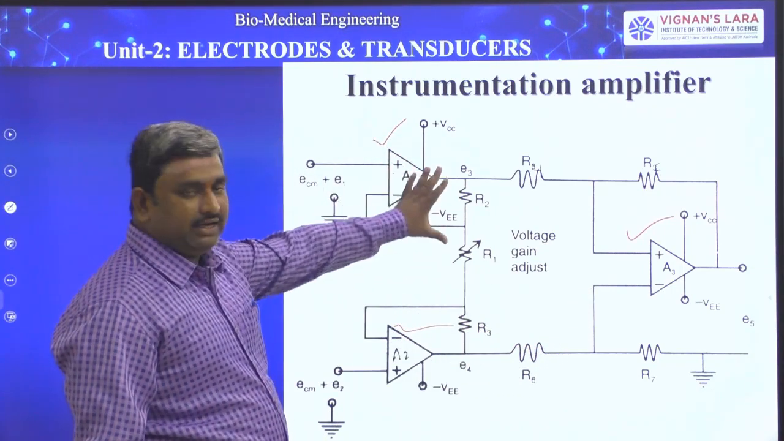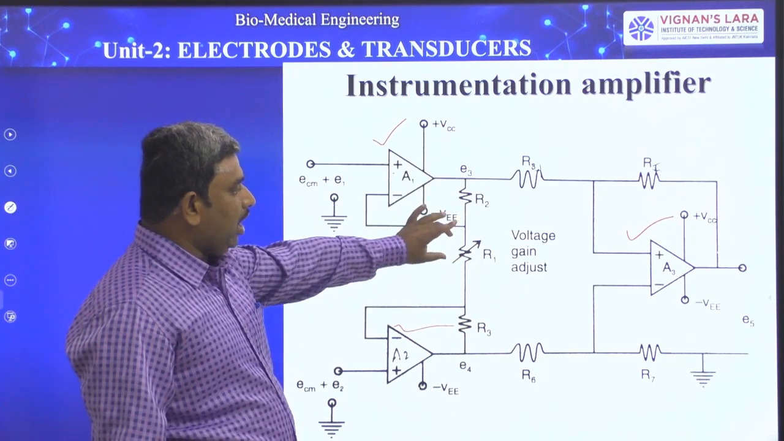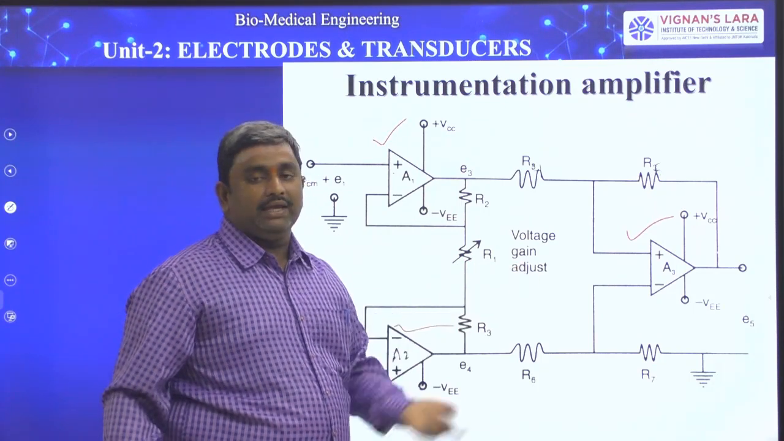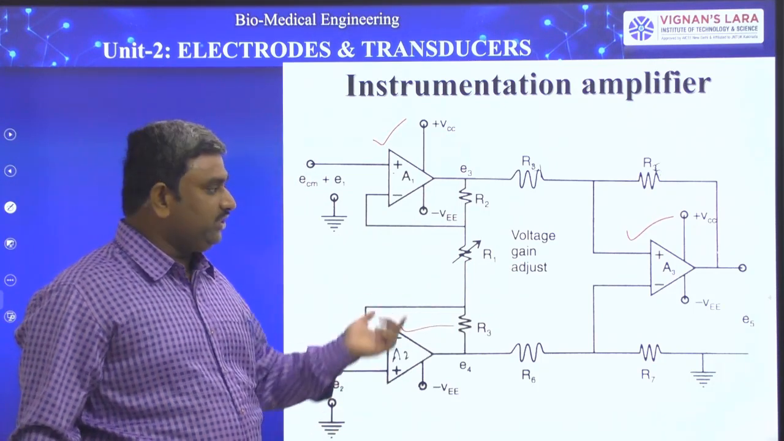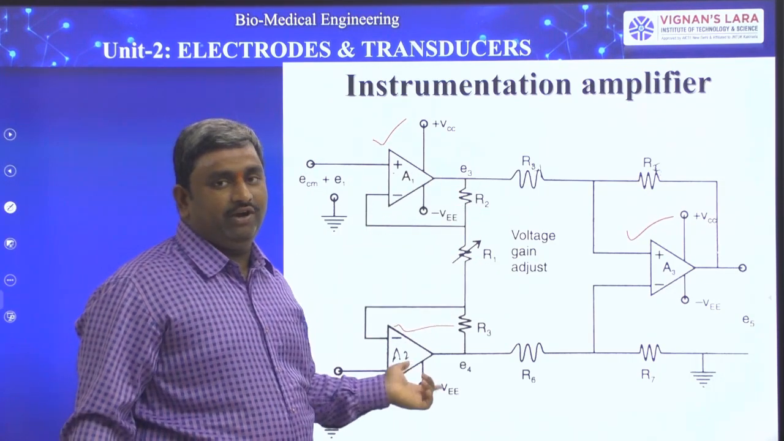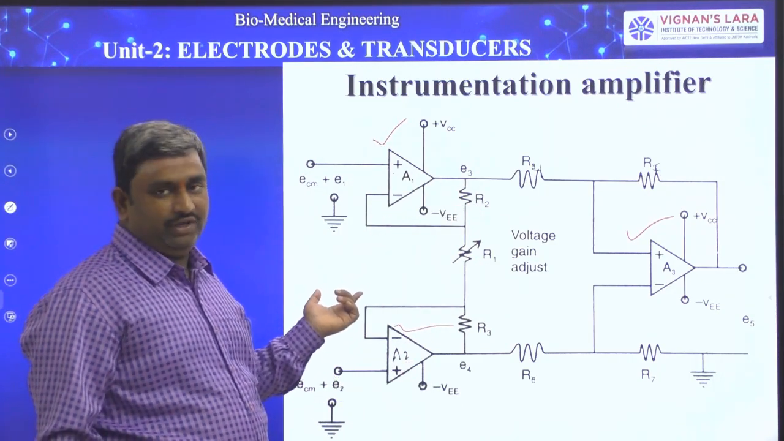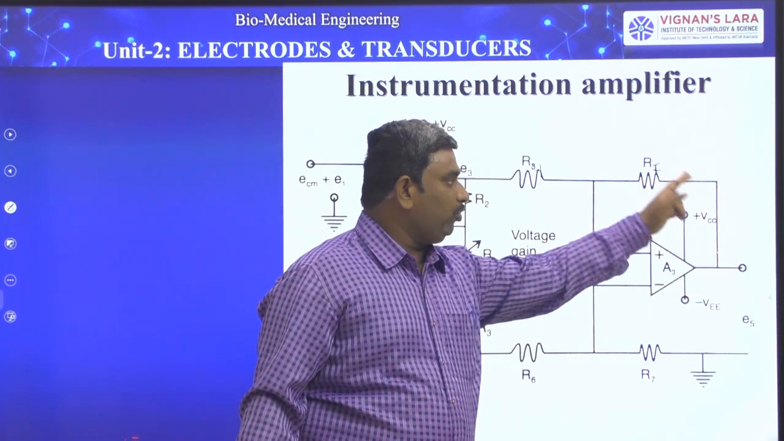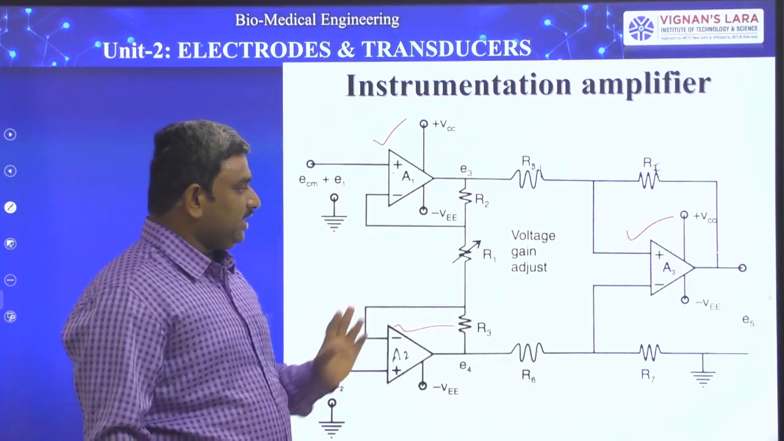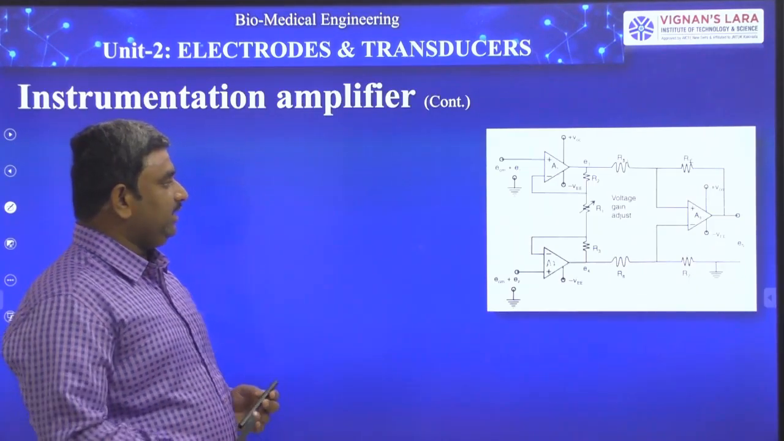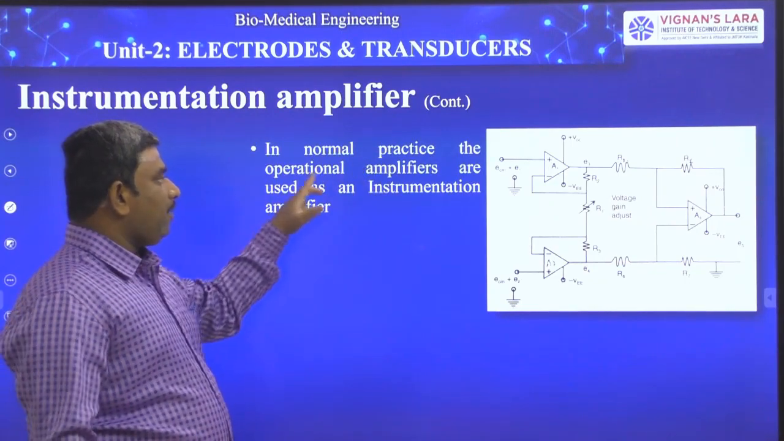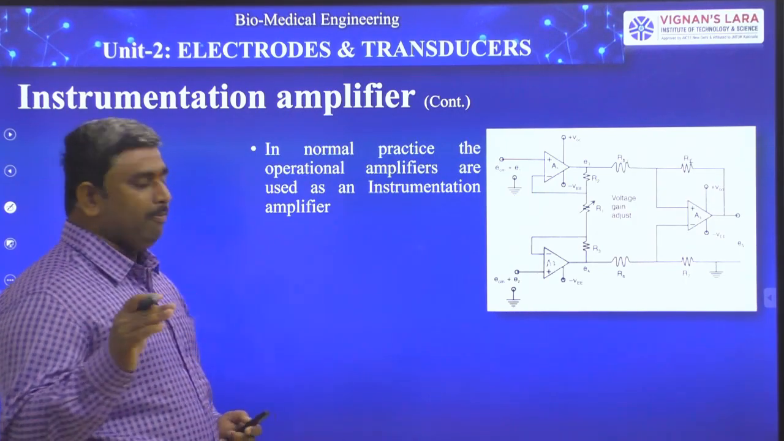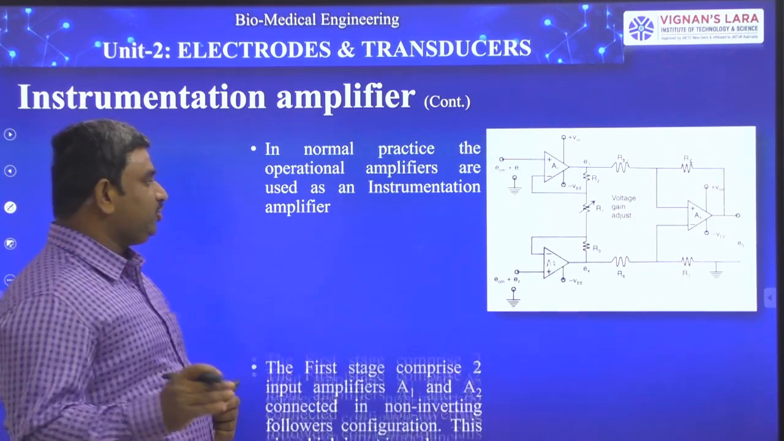And these two outputs are connected with R2 and R3, and R1 is a variable resistance. This resistance is available for adjusting the voltage gain of this total amplifier. So this total amplifier is called an instrumentation amplifier, and this is the feedback path from the last op amp output to its same input. So these are the basic arrangements. Let us see clearly. In normal practice, the operational amplifiers are used as an instrumentation amplifier.